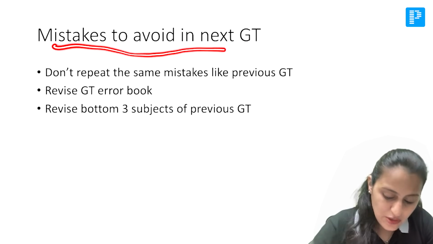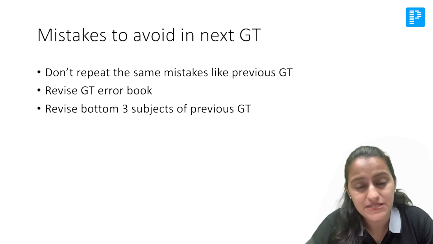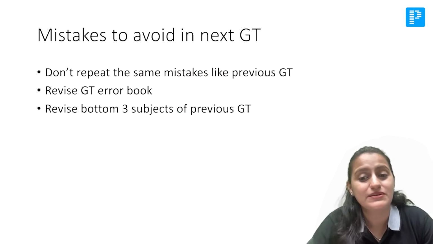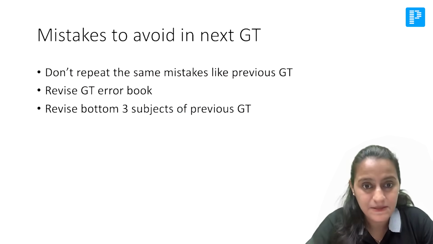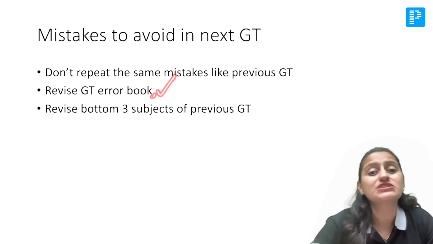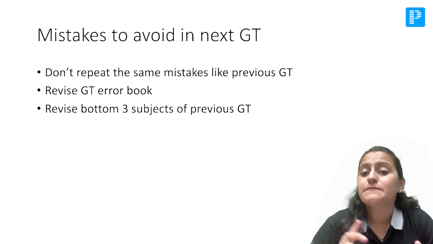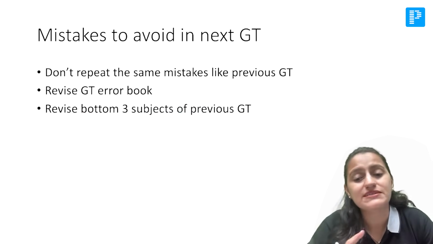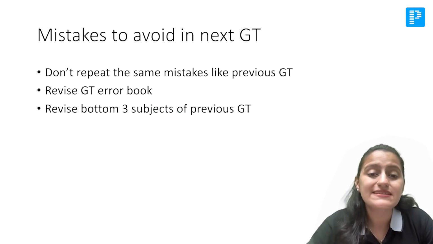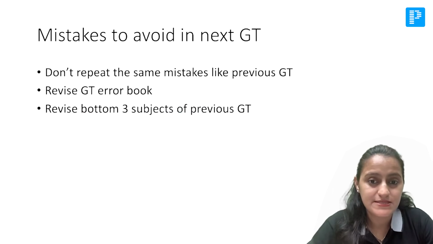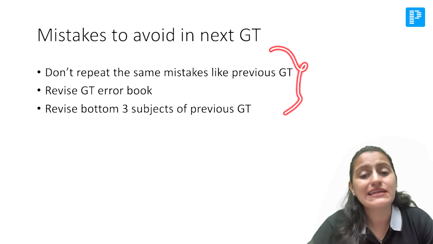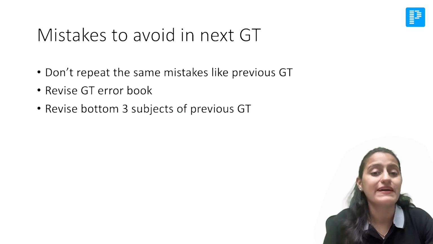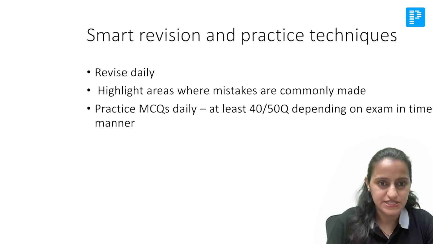So what are the mistakes to avoid when you are appearing for the next GT? So don't repeat the same mistakes like the previous GT, right? Remember, it's a blunder to repeat the same mistake. So that is why what you should be doing is review the GT error book that you have made, right? Before giving the next GT, revise from that book and revise the bottom 3 subjects that you had in the previous GT and see whether now they have turned into your stronger subjects, right? So this is what you should be doing at least before giving the next GT. Review the GT error book and focus on revising the bottom 3 subjects of the previous GT.